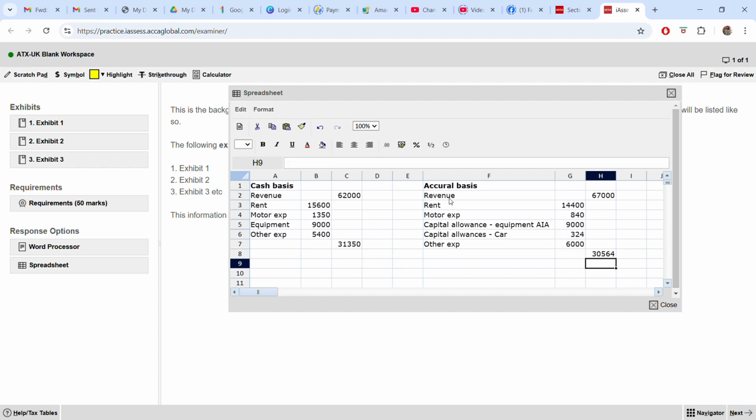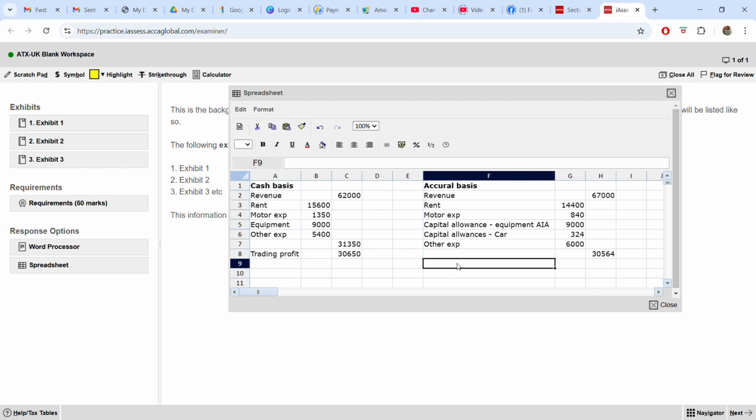Make sure that is just the sum of the expenditures just below your revenue, so that is easier for you to do the calculation. This is your trading profit. You should know how to calculate all this. This minus this. So under cash basis it is 3670.